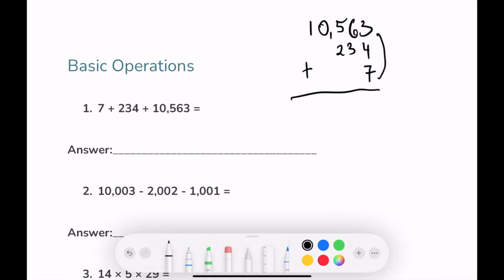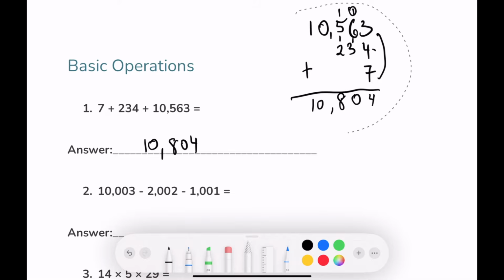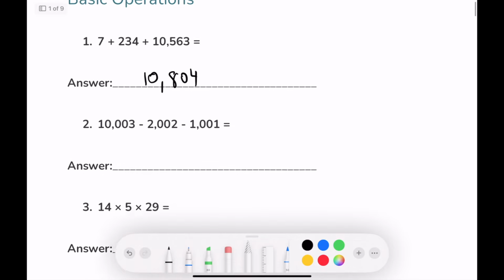7 and 3 is 10. Add the 4, that's 14. 3 and 6 is 9. Add the 1, that's 10. 5 and 2 is 7. Add the 1, that's 8. Bring down the 10,000, and we are left with 10,804. Great.